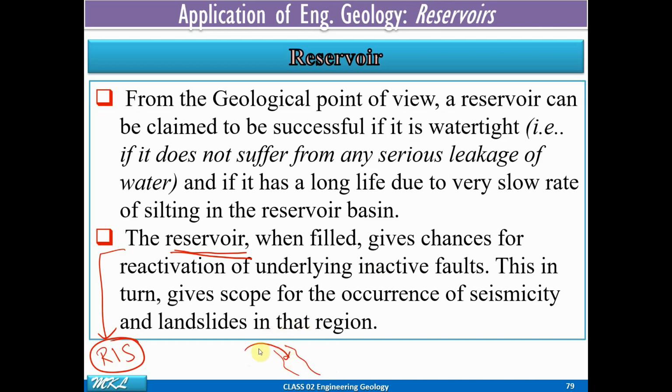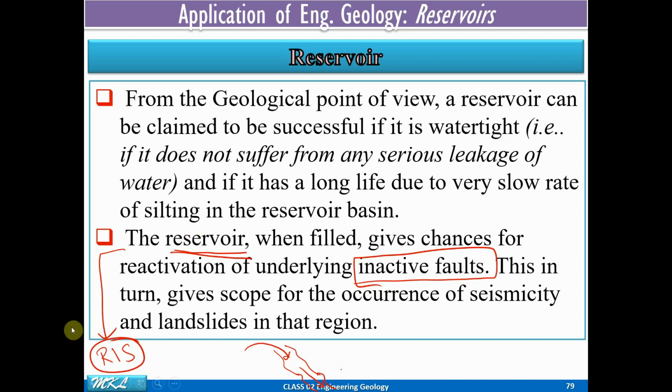One problem is leakage. The second problem is that the water is going through that fracture and it is basically reactivating the inactive faults. If there are fault lines below, it is reactivating the inactive fault, and this type of earthquake is called a man-made earthquake.